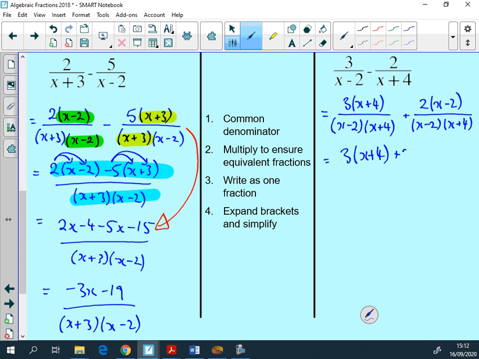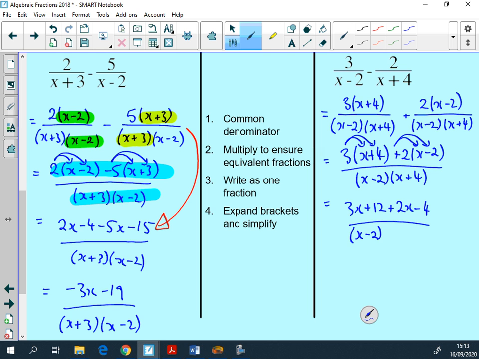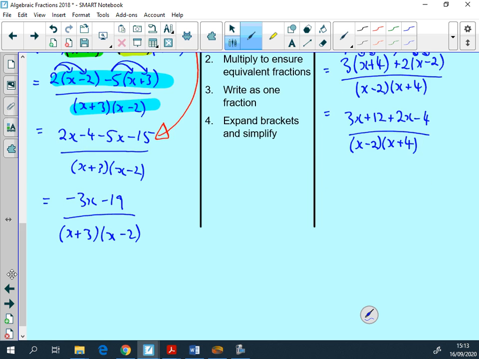Really important step that you are not to miss out. All over x minus 2, x plus 4. Expand the top, so I'm going to get 3x plus 12 plus 2x minus 4 all over x minus 2, x plus 4. I'll give myself a little bit more room. Tidy up, so I'm going to get 3x plus 2x is 5x, 12 take away 4, so I'm going to have plus 8 over x minus 2, x plus 4. And that's it fully simplified.